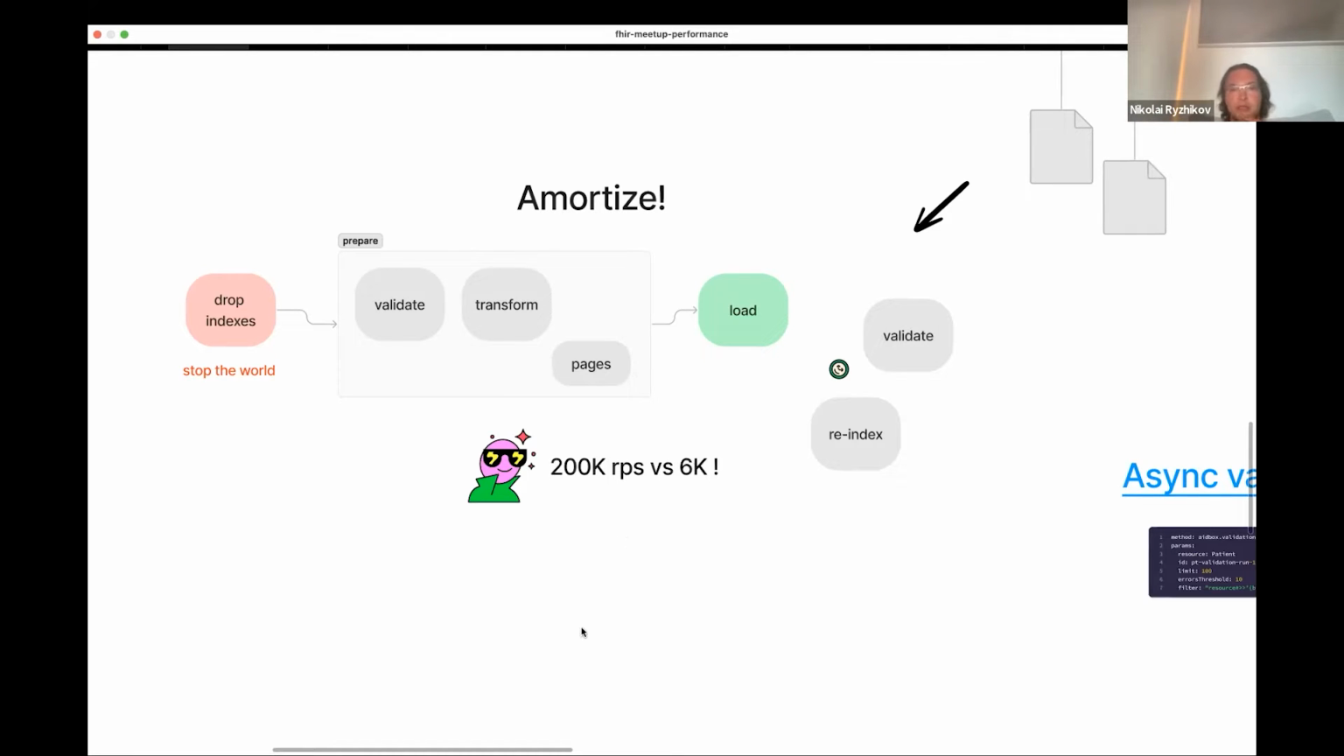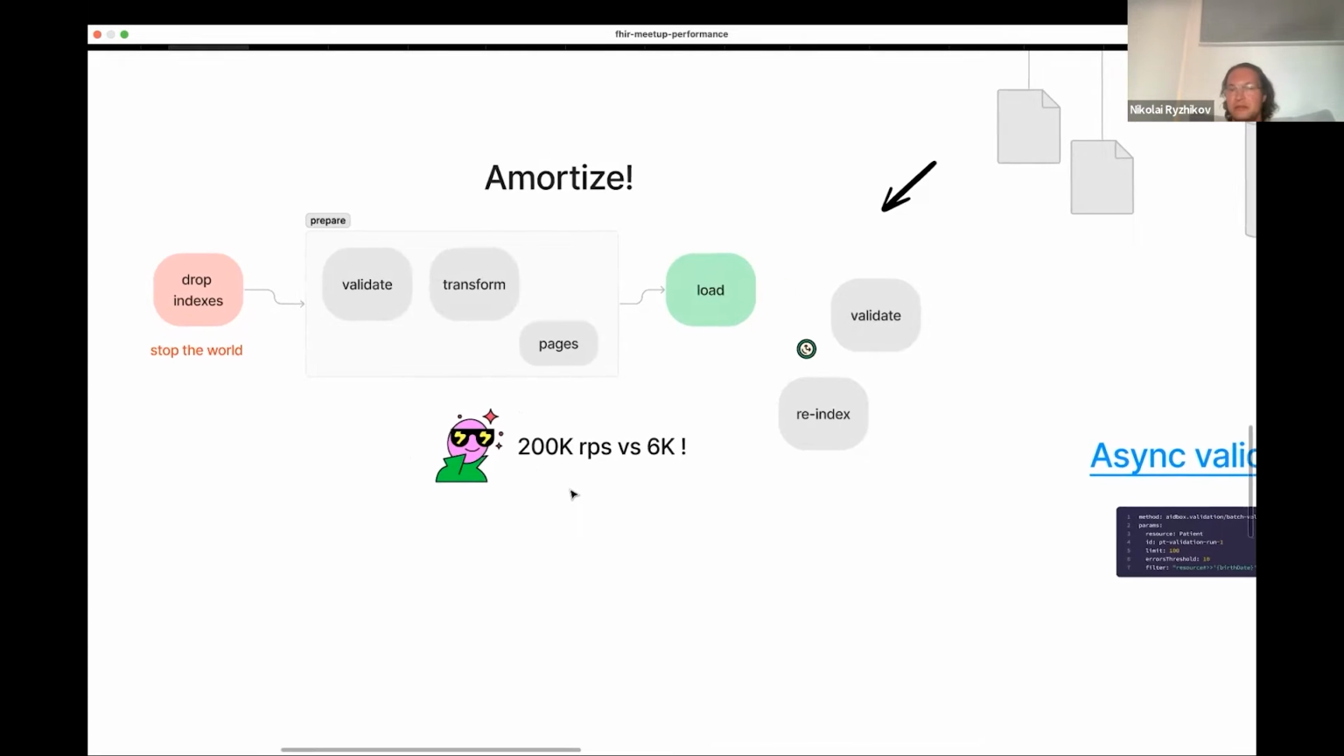And so we want to do several actions, and here is the idea of amortization, so when we can pay the price later. In this case, for example, we can drop indexes, we can validate data ahead, transform them ahead, split it into small pages, so we can create kind of more homogenic load. With all these tricks, we can get like 200K resources per second. It's more than one order of magnitude faster. But then, yes, you have to validate and re-index.